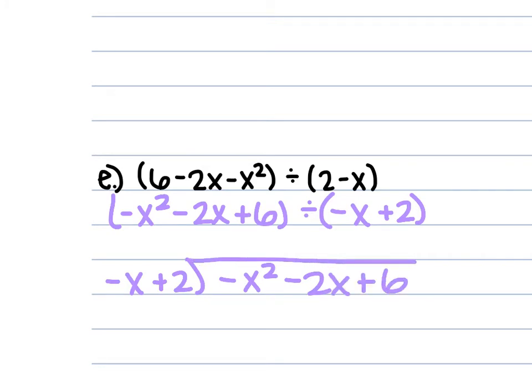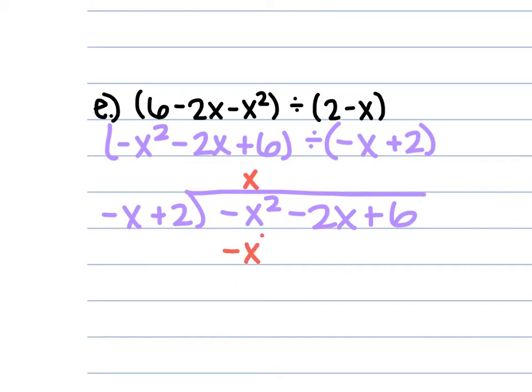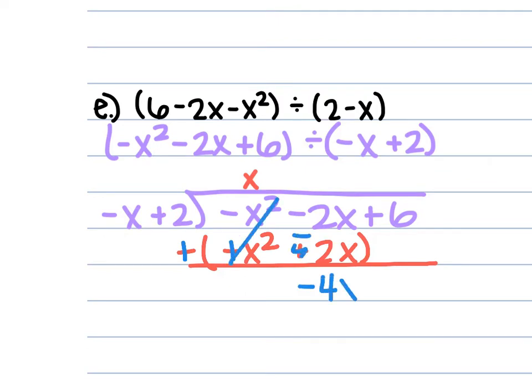So negative x times what is negative x squared? It's just going to be an x. So x times negative x is negative x squared. X times 2 is a positive 2x. When we go to subtract these two, it's going to turn into addition. Change our signs. The negative 2x minus 2x is a negative 4x.